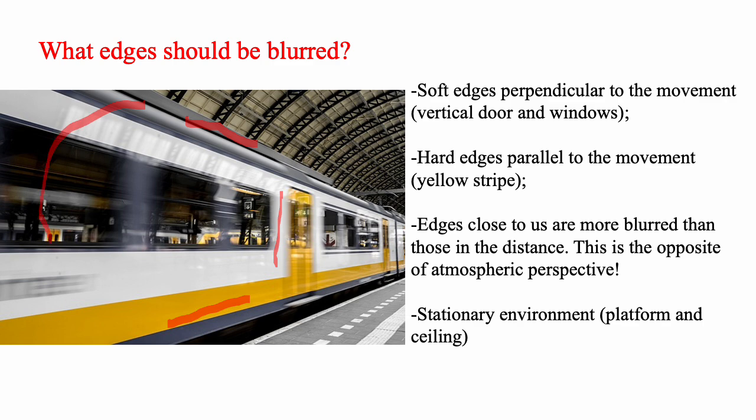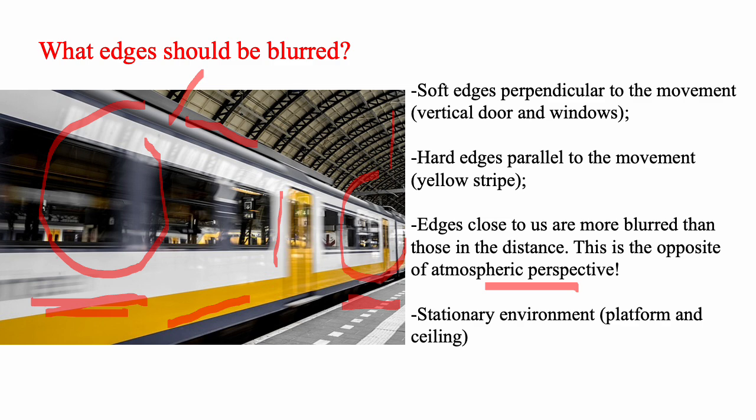Edges closest to the camera appear much softer and more blurred than the parts in the distance because these move across more of the frame than do the areas in the back. And this is opposite to atmospheric perspective, where elements in the distance would be blurred more than those in front.